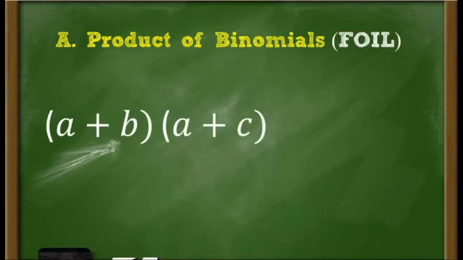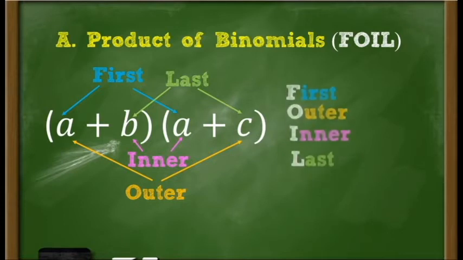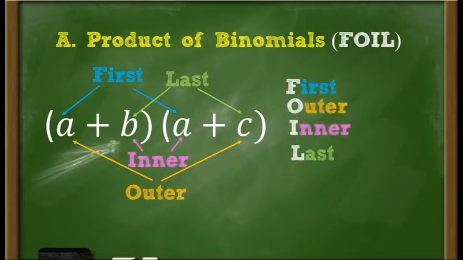Now let's recall how to use FOIL method. So for example, you're given two binomials and multiplying A plus B to the quantity of A plus C. Let's identify the first terms, followed by the outer terms, that's A and C. We also have inner terms, that's B and A, pointed on the screen right now. Then we also have here the last terms, that's B and C. So that is your FOIL. First, outer, inner, and last.